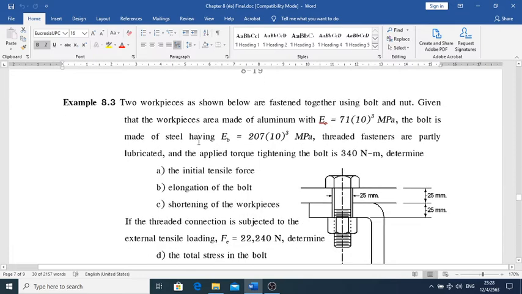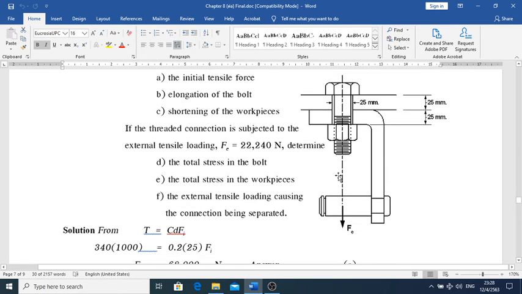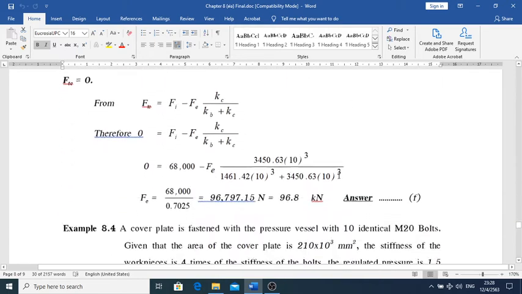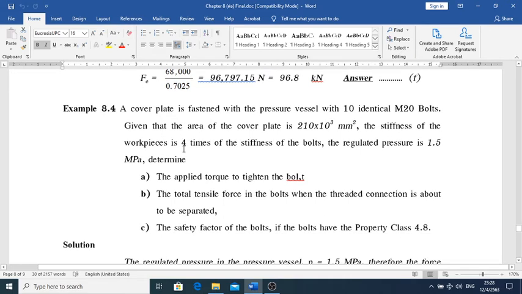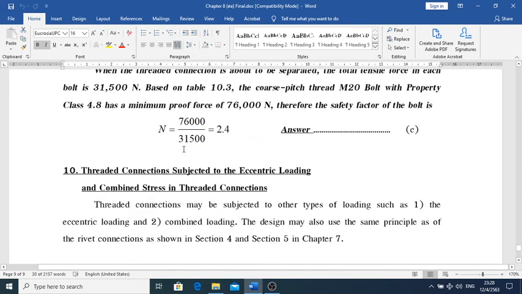So therefore, we have an example, 8.3. This is the case of not a pressure vessel. This one is going to cause some separation, as there is no force acting on it anymore. You may have a look at it by yourself; it is going to be very simple. And then example 8.4 is going to be a pressure vessel. You may go for it. Very straightforward.